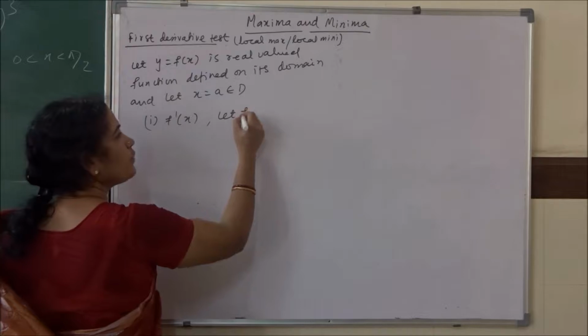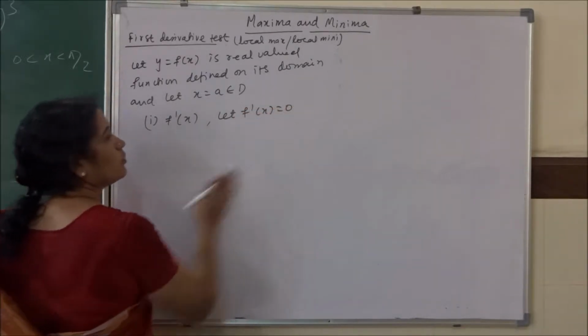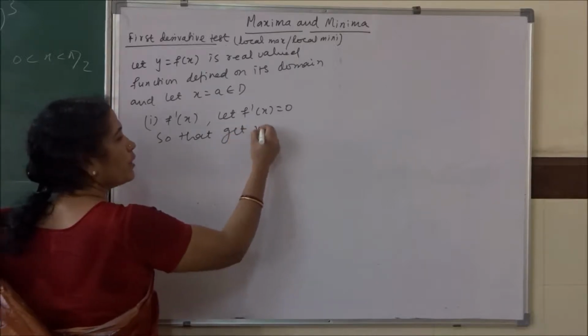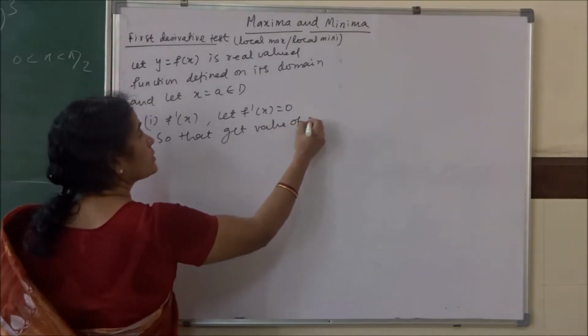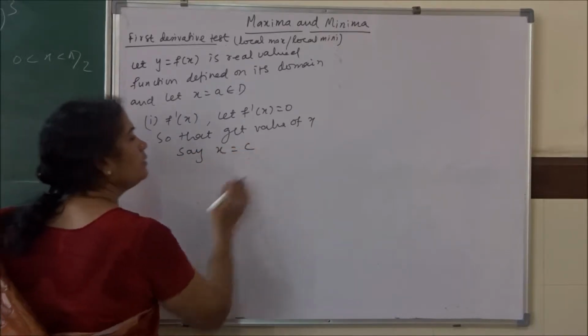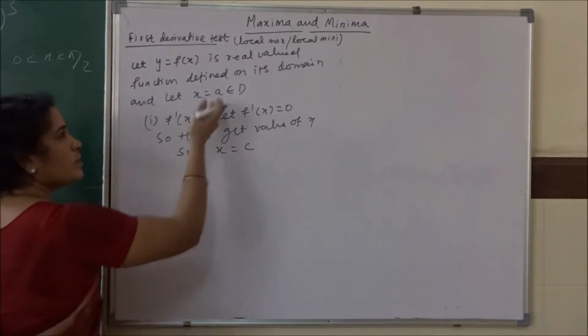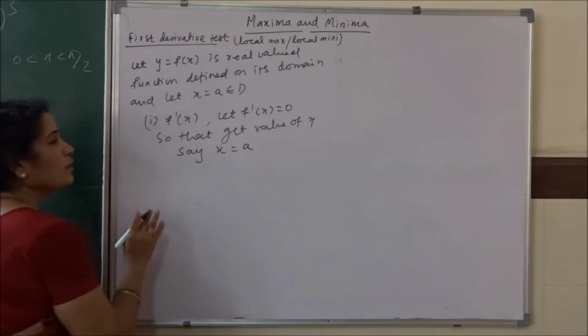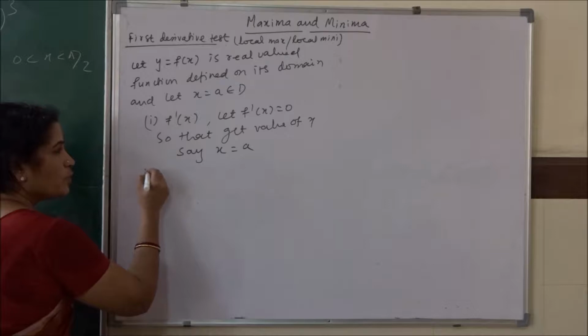Now, let f dash of x equal to 0, so that we get the value of x. Say x is equal to, I am taking c. Okay, fine. Otherwise, here we have taken a. So, say x is equal to a. Okay, fine. Now, what is step number 2?